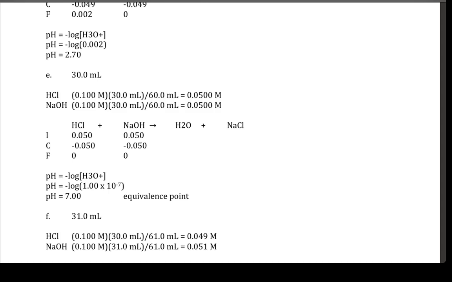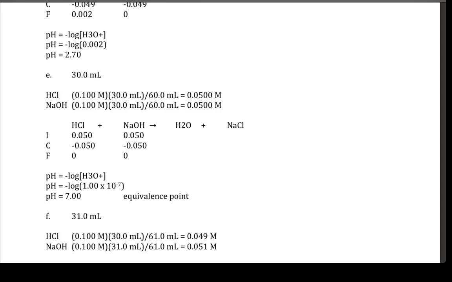So we put those initial amounts in our ice table. We have 0 HCl and 0 NaOH. Now, realize that we basically have water with salt, water with NaCl. The NaCl won't affect the pH any, so the pH is going to be 7.